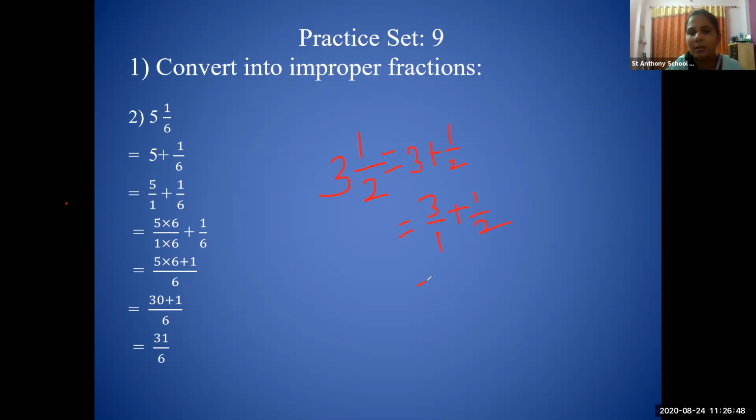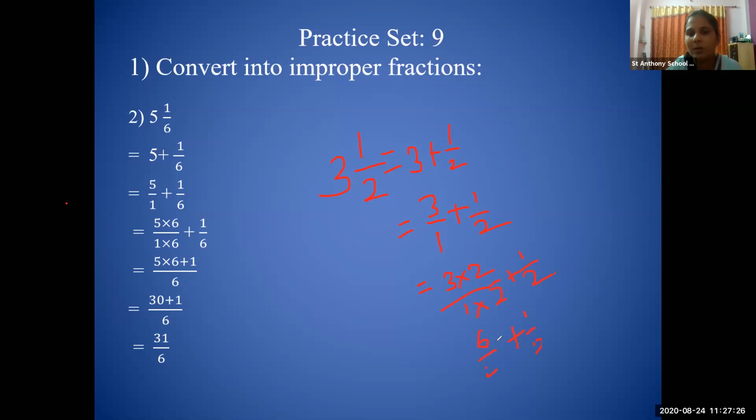Now I have these denominators, same or different? Different, right? So we will convert the denominators into the same one, so we will cross multiply. So I will cross multiply this 3 into 2. If 3 gets multiplied with 2, then 1 also gets multiplied with 2. 1 into 2. Right? Plus this 1/2 remains as it is. Now 3 2s are 6 and 1 into 2 means what? 2, right? Plus this 1/2, right?